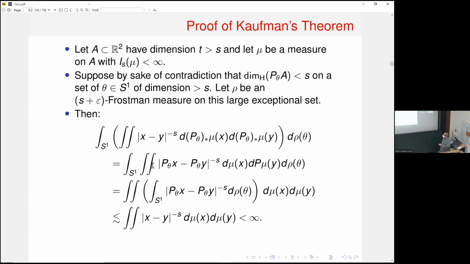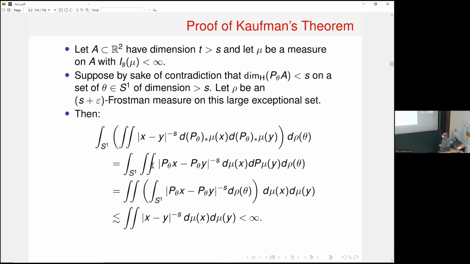So if the integrand is finite, by the other direction of Frostman's lemma, this measure lives on a set of dimension at least s. But this measure lives on the projection of A, and the integral is with respect to rho. So this will be a contradiction because rho lives on sets whose projection has dimension less than s. And if this is finite, then by Frostman's lemma, the dimension of this is at least s for almost every theta, in particular for one theta, and that is a contradiction. So this is why the whole thing is reduced to just estimating one integral.